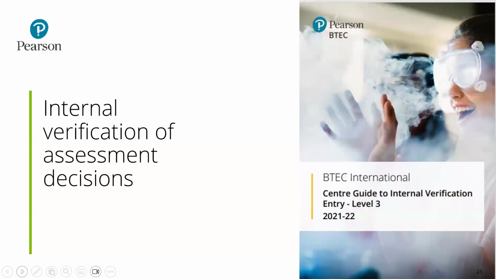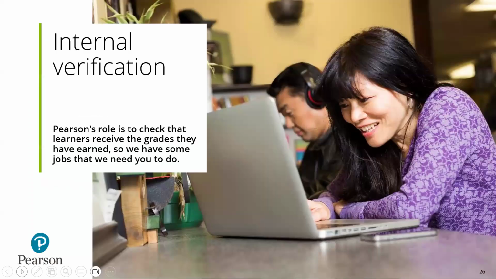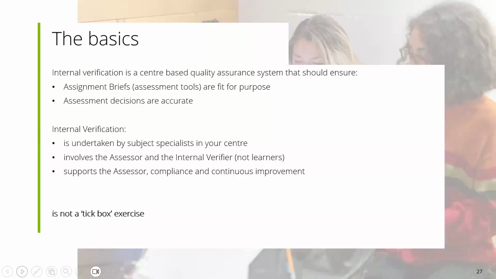Let's now look at the internal verification of assessment decisions. Pearson's role is to check that the learners receive the grades that they have earned whilst being on programme with you, but we ask you to do some jobs that will help us to do that. The basics around internal verification is that it's a centre-based quality assurance system, and that's to ensure that the assignment briefs are fit for purpose and the assessment decisions are accurate.